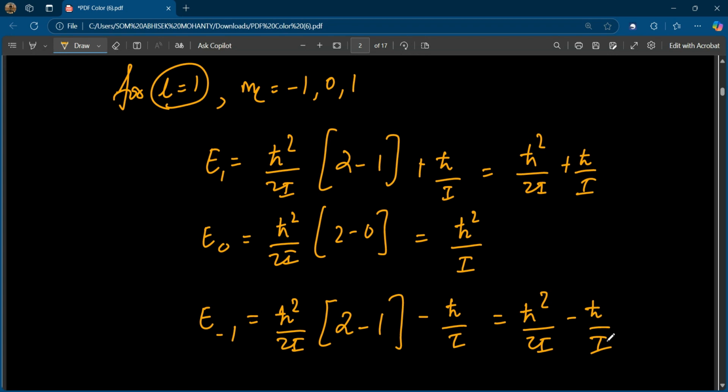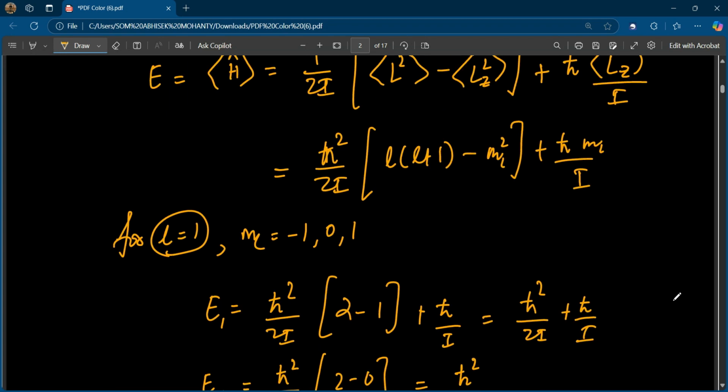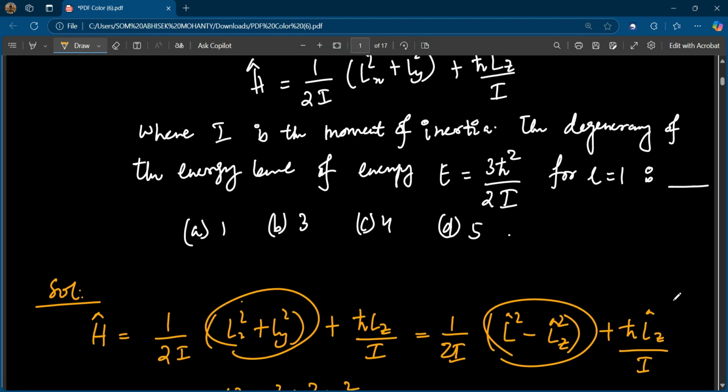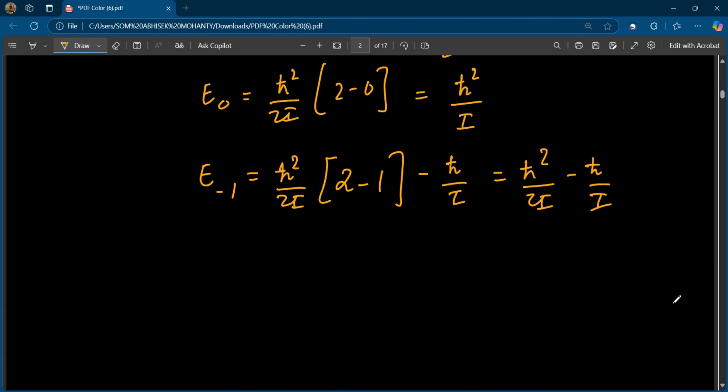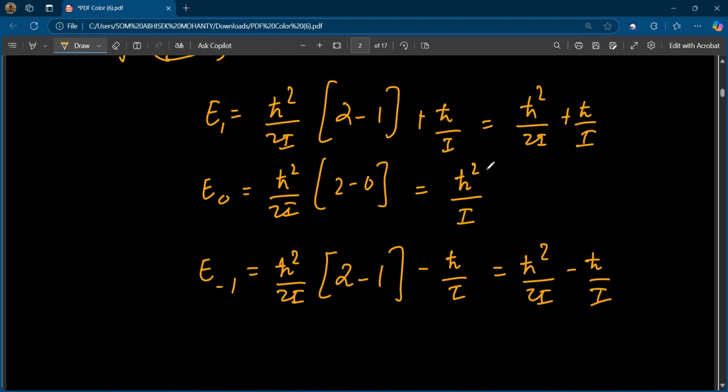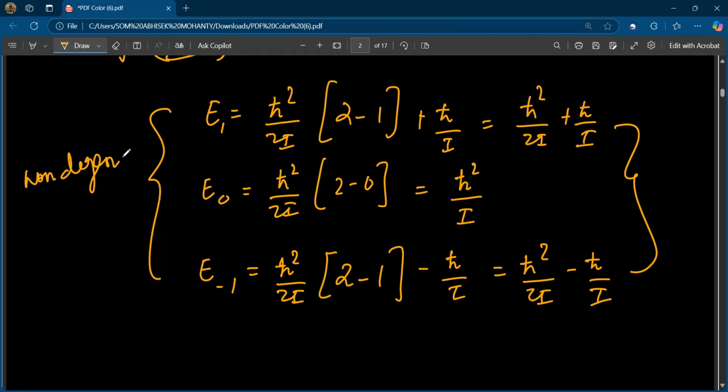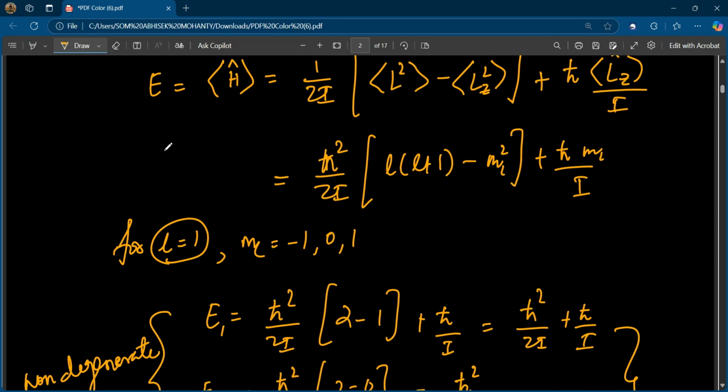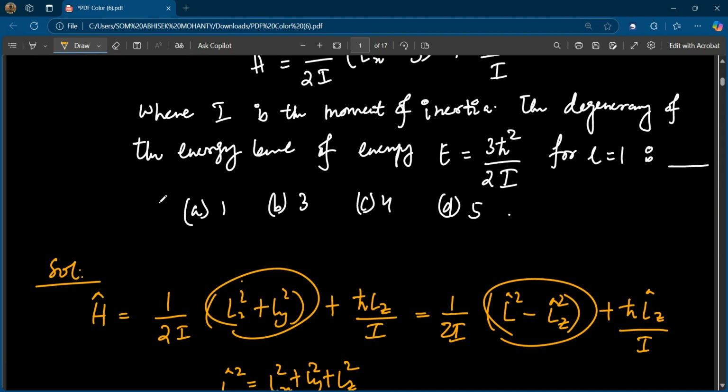So these are the energies, and if you see, none of the energies are the same. All are different here, right? That means the energy states are non-degenerate. There is no degeneracy, and no degeneracy means the degeneracy is one. So the answer is one.